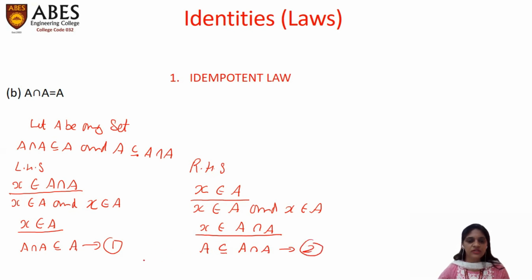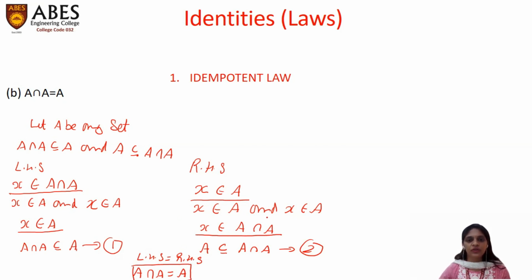Then from equation first and second, we can say that the left hand side is equal to the right hand side, and we can say that A intersection A is equal to A. So this is the proof of the second identity of the idempotent law.